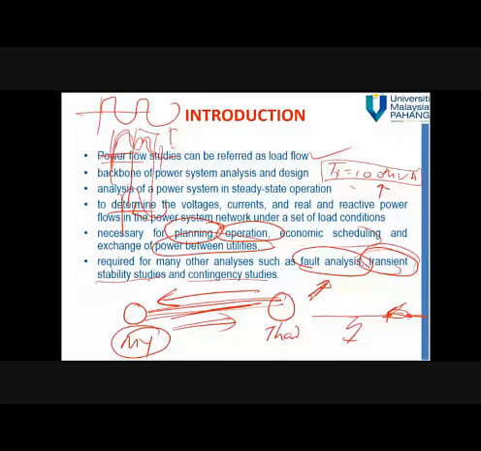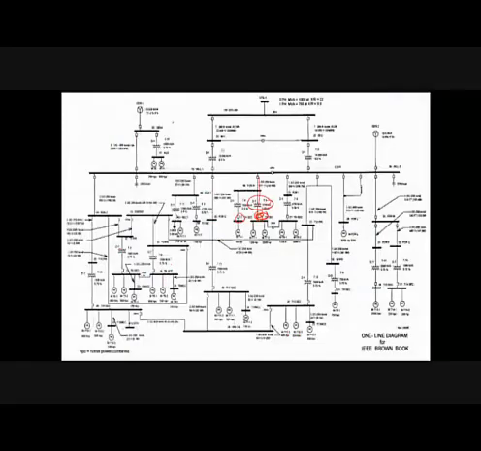Contingency study is also the same. Let's say this transmission line is disconnected. What happened to the other transmission line? Can the other transmission line supply power to the other network or not? Let's say we have a system like this. Usually we have this motor. Let's say this transmission line is disconnected. So how is power being transferred to this bus bar?